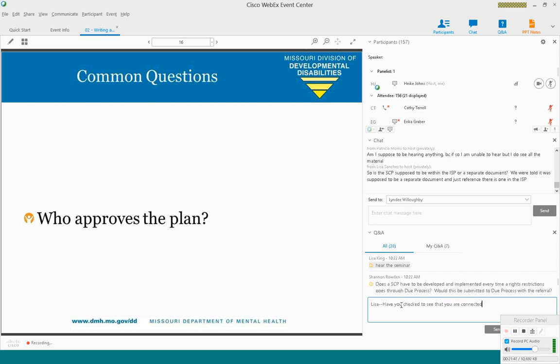While we're doing this section, we're talking about common questions. Does anybody else have any other questions they just want to throw out about safety crisis plans? A lot of this information is probably going to be covered as we go through this, but please feel free to take time to ask the questions.